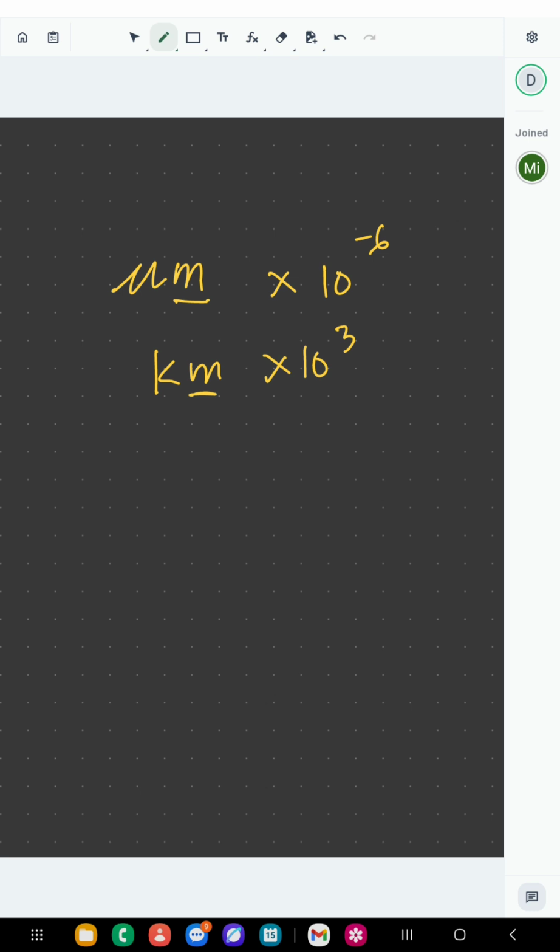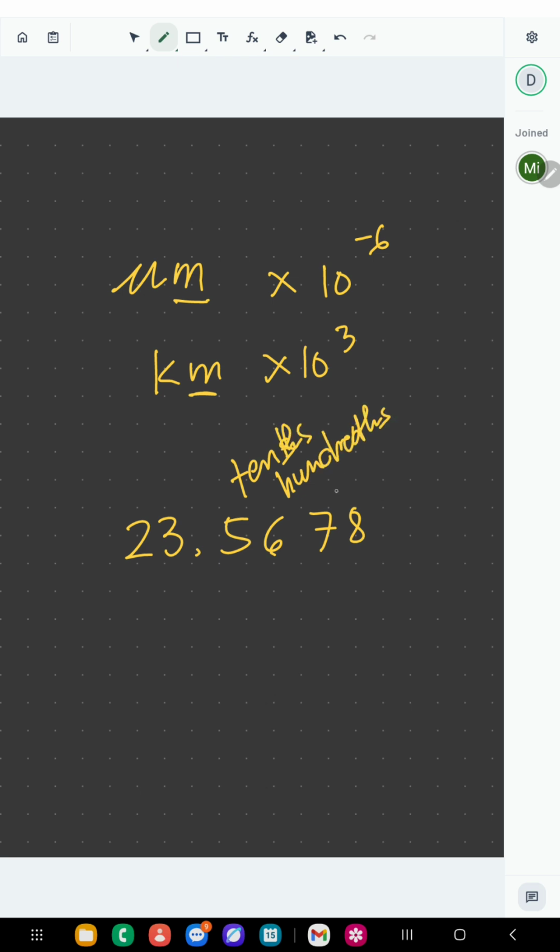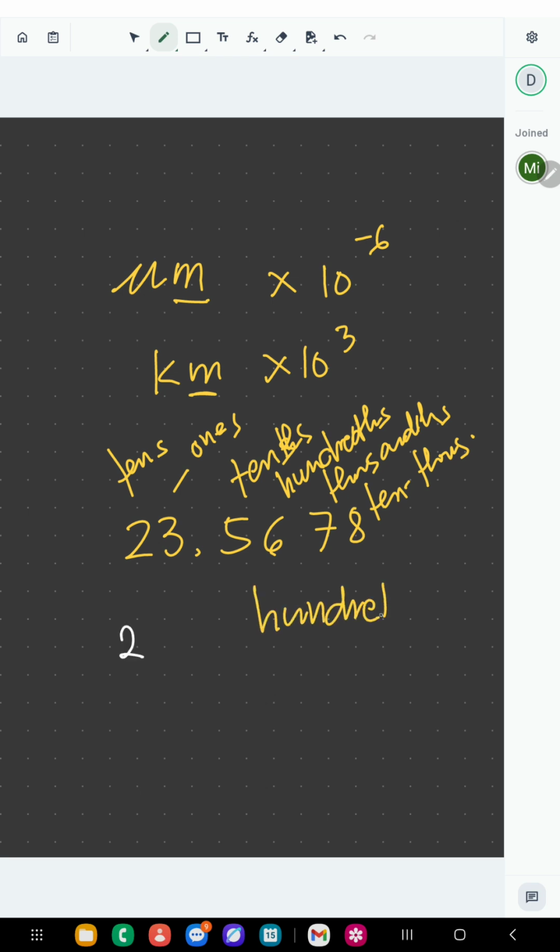Also, when you're given word problems, some instructions would ask you to round off your answers to the nearest tens, tenths, hundreds, thousands, 10,000. So do you know the place values? This is ones, tens, hundreds, thousands, 10,000s. Say, for example, I ask you, can you round your answer to the nearest hundreds?